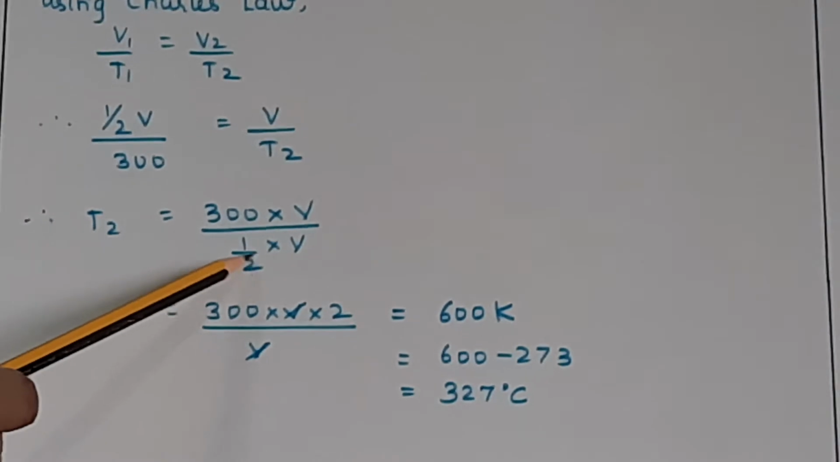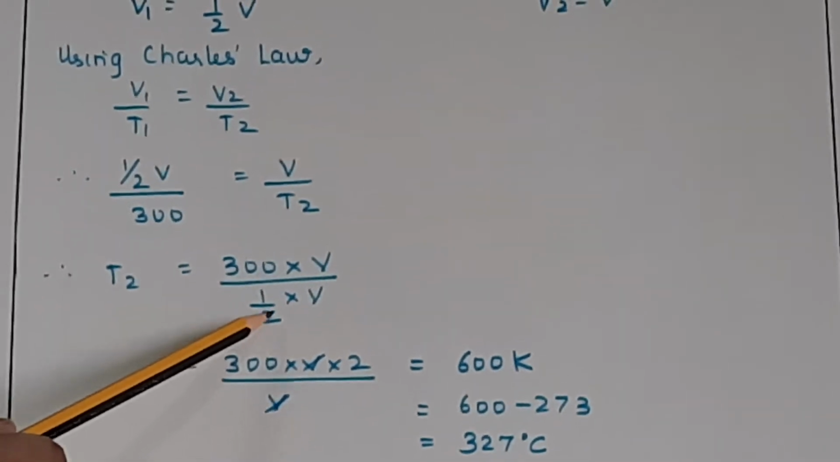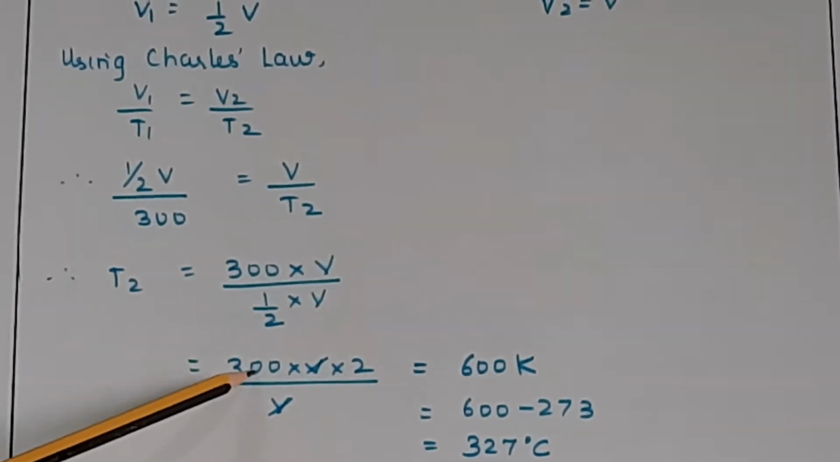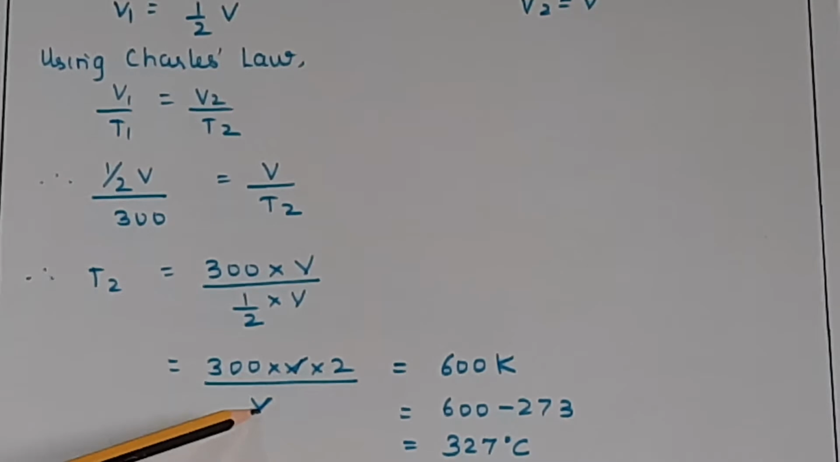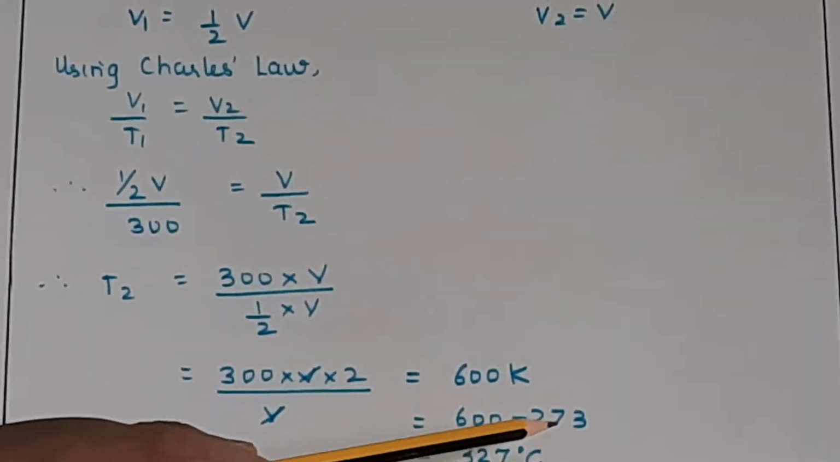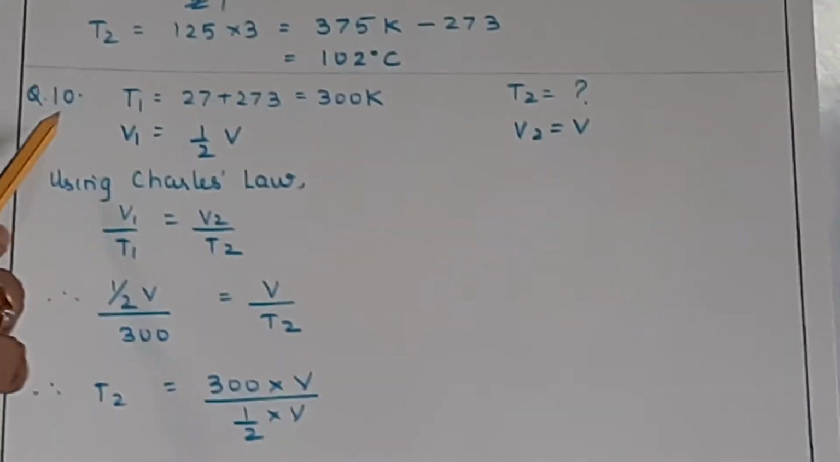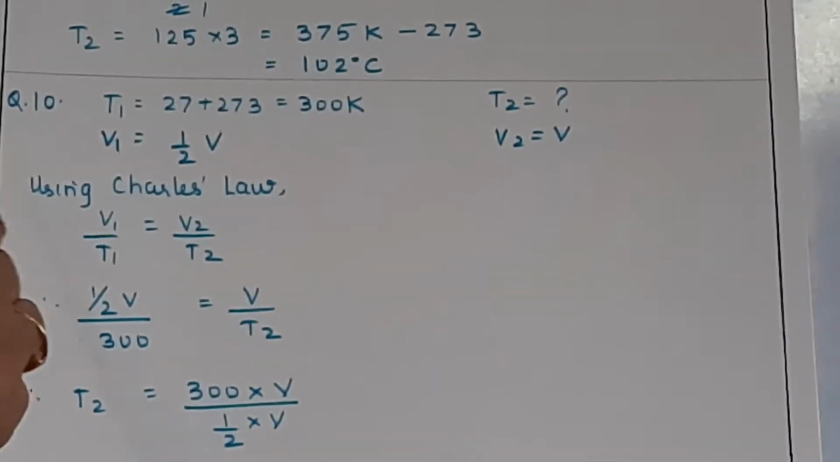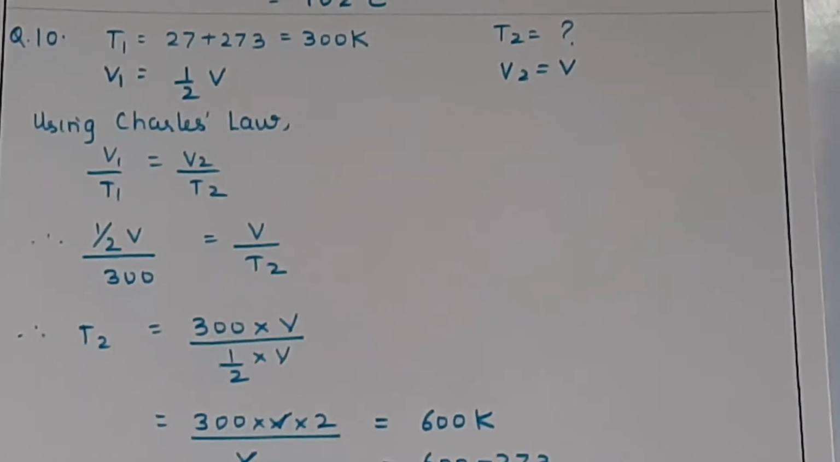Now when you are solving this, the 2 here will go in the numerator. So 300 into V into 2 by V. This V and V will get cancelled. That will give you 600 K, which is 600 minus 273, which is 327 degrees Celsius. So this 10 sum you treat as an independent sum. This is different from what is there in the Anish tutorial book. Okay, so we'll have a look at the next part now.